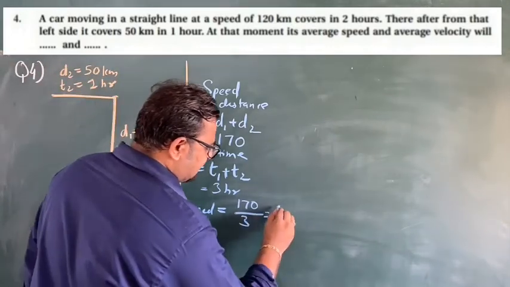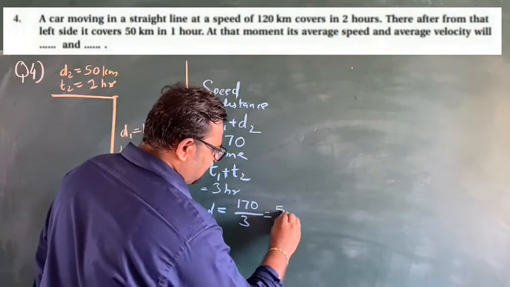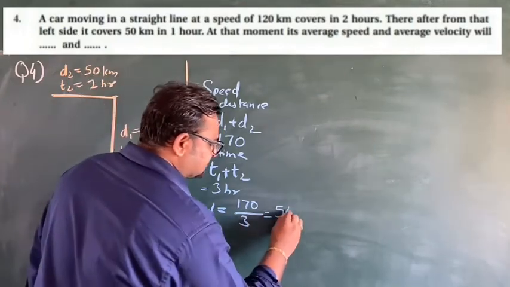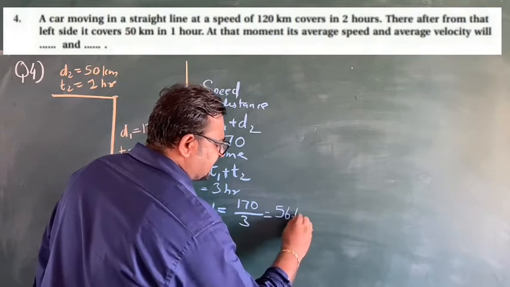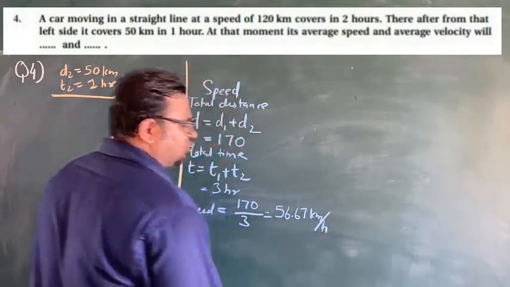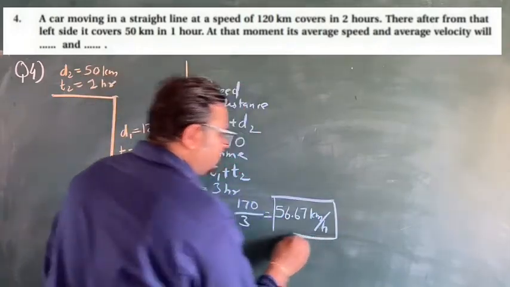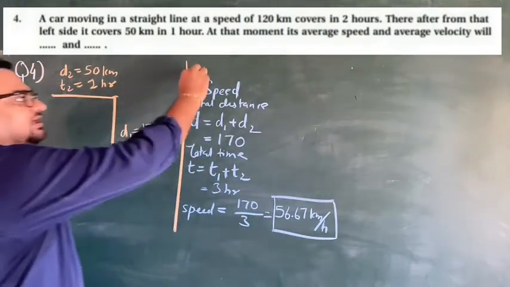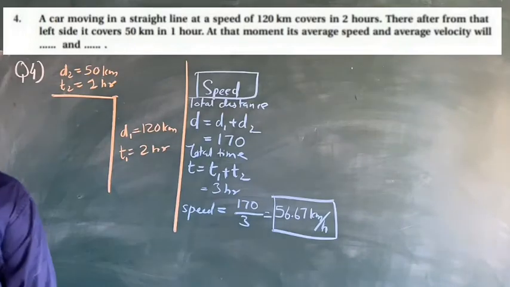So 170 divided by 3. 3 5s are 15, 20, 56.66. Taking a round figure, 56.67 kilometers per hour. This is the average speed.